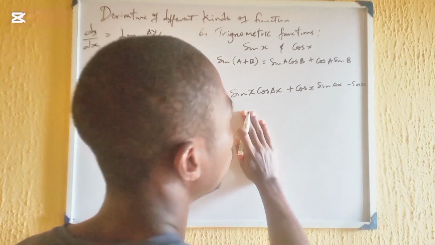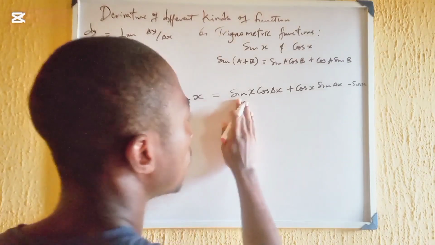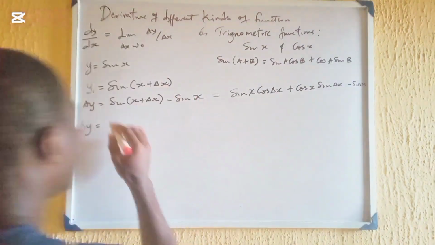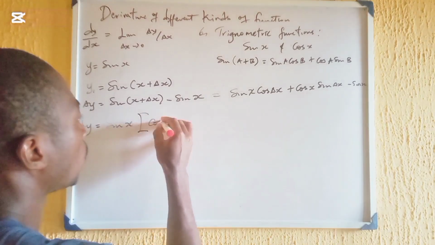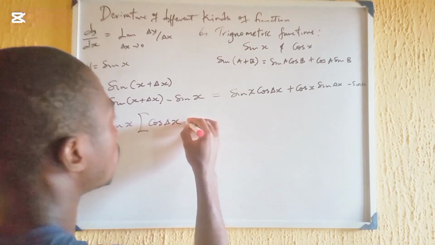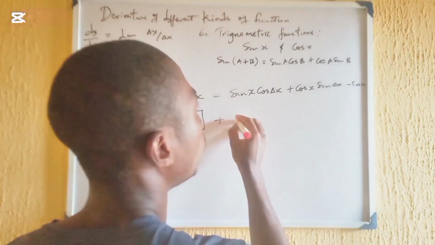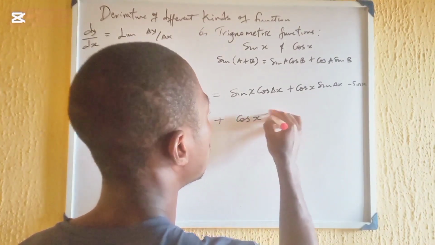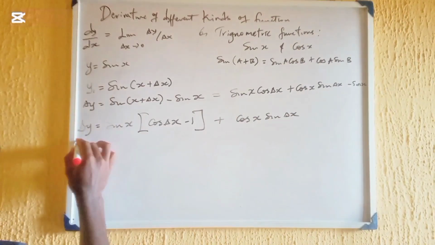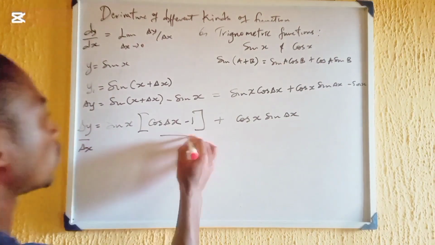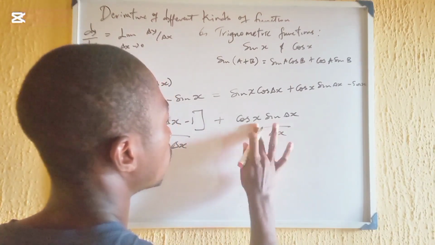So looking at the equation, what do we do? We collect like terms. Change in y becomes, we'll have sin x here and we'll have sin x here. So in that case, we'll be having sin x into (cos(change in x) minus 1), then we are having plus cos x sin(change in x). Then we divide by change in x. So we'll have change in x and we'll have change in x.